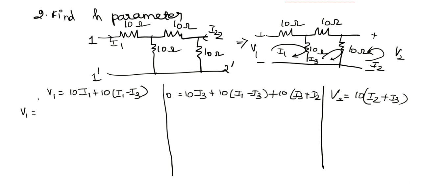Now what final answer are you getting? When we solve column wise, substitution and elimination will be more comfortable. Clear? 10 I1 and 10 I1, so we are getting 20 I1 minus 10 I3. And here 0 will be equal to 10 I1, followed by I2, we have only 10 I2 plus 10 minus 10, so it is cancelled. Only you are getting 10 I3, 10 and 10, plus 10 I3.